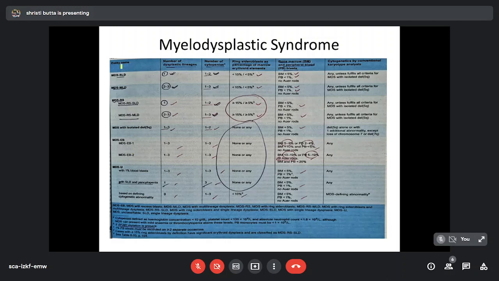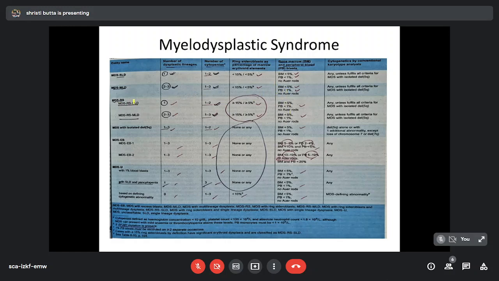When I'm talking about single lineage dysplasia, that means dysplasia is seen in only one lineage. Cytopenias can be in either one or two lineages, and the ringed sideroblasts are less than 15% in blood or bone marrow, and less than 5% when associated with an SF3B1 mutation. Similarly, it may be associated with multilineage dysplasia, where the blast count is obviously less than 5% in peripheral blood and/or bone marrow.